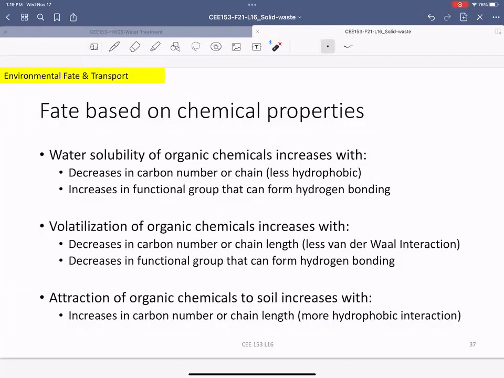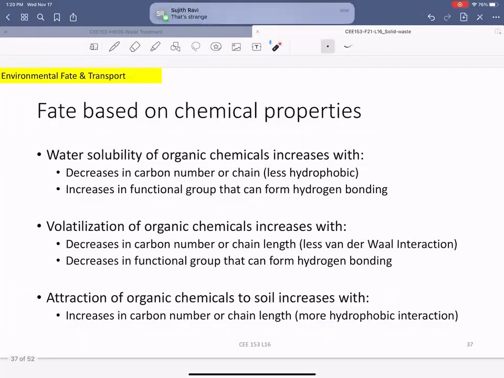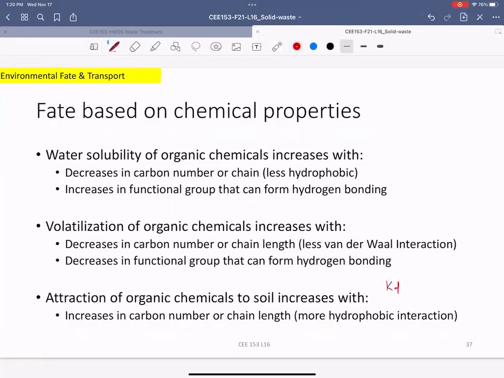So how do you know if an organic chemical will stick with soil? Well, you know that if you remember the retardation factor, or if you remember KD, that's basically how efficient they are at sticking with soil. It is FOC times KOC. So KOC is basically the affinity of that pollutant to organic carbon.